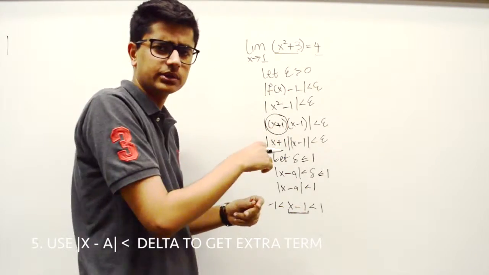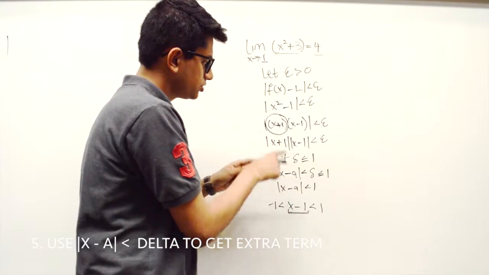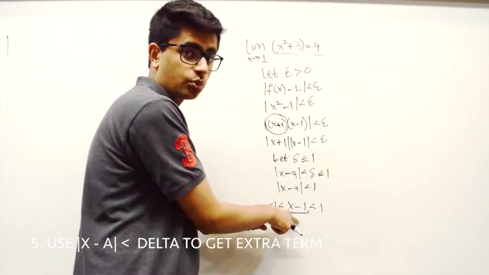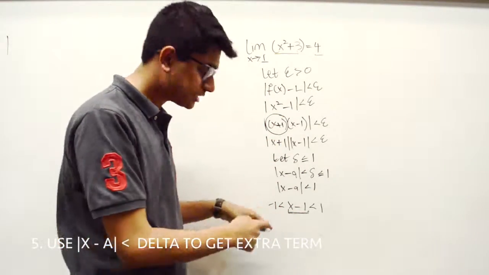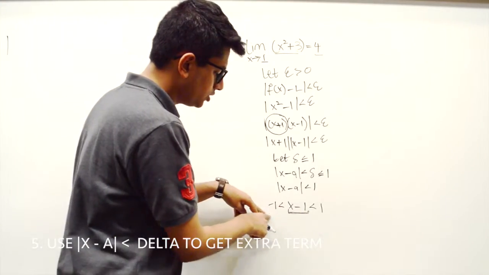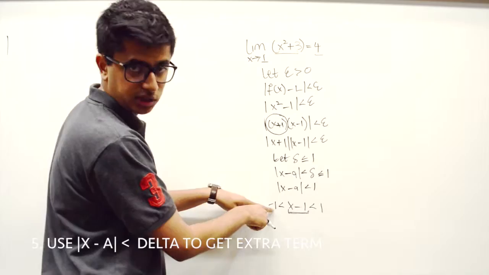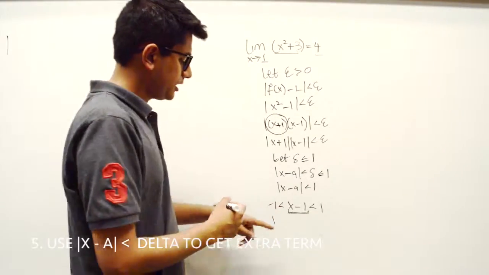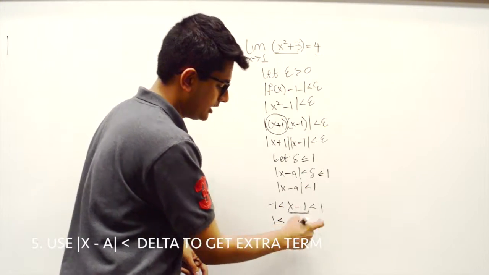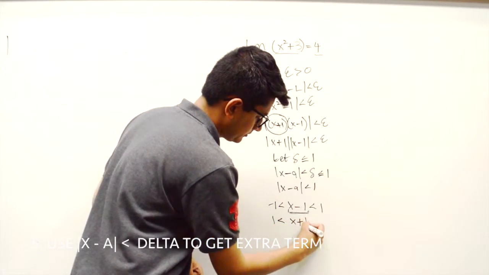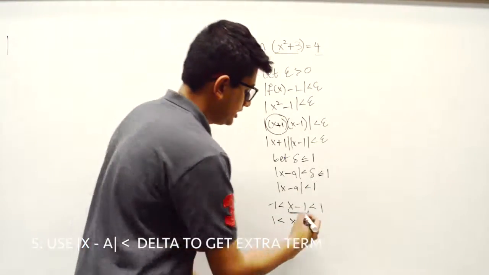This is the extra term that we really want to get rid of in some way. And this is the term we want to keep. So bring x minus 1 to look like x plus 1. In order to do that, for this inequality, we can add 2 to all parts of the inequality. So now we get -1 plus 2 is 1, smaller than x minus 1 plus 2 is x plus 1, and now 1 plus 2 is 3.